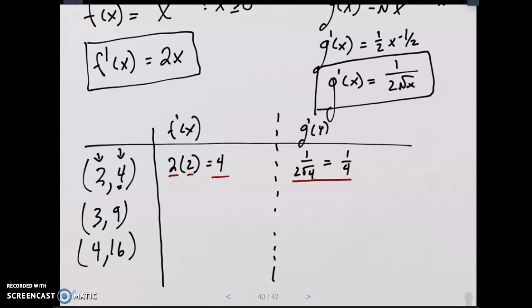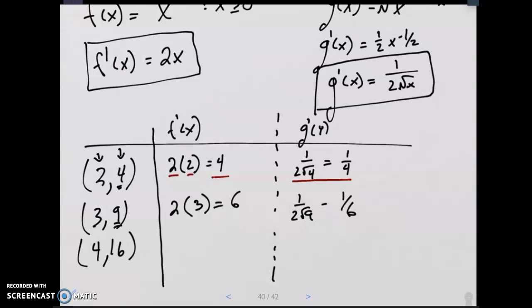So let's find the derivative at 3 of f. 3 times 3 is going to be 9. And let's plug the output into g prime. So that's going to be 1 over 2 root 9. So that's going to be 3 times 2. It should be 2 times 3. Let me erase that. Hopefully you caught that. 2 times the input gives me 6. So that's going to be 1/6.